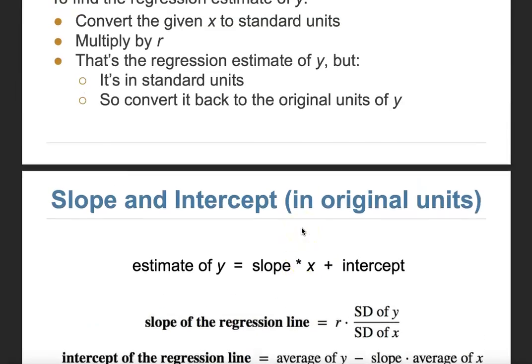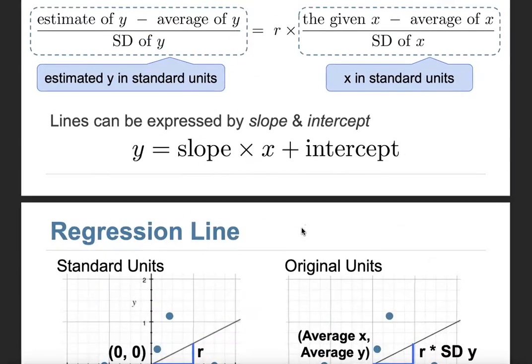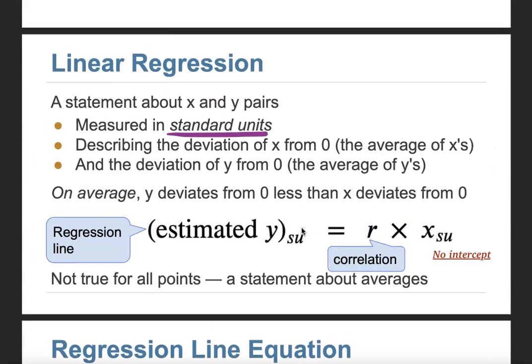Continuing from our previous video. In the last lecture, when we talked about linear regression at the end, we used standard units to find the regression line. If both numeric attributes are in standard units, the linear regression will be without the intercept. So the estimate of y in standard units will equal the correlation times x in standard units.